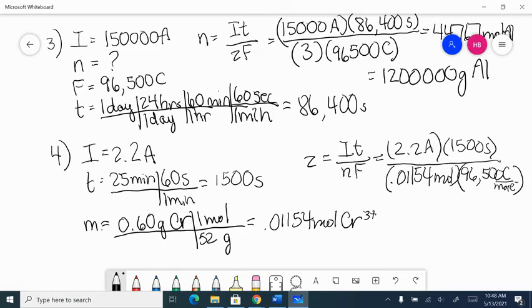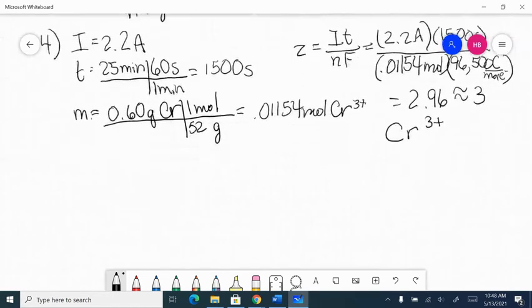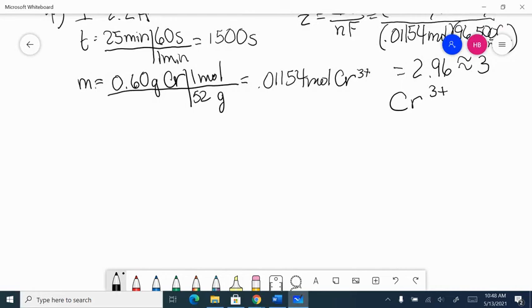So multiply across the top, divide by the bottom, and you actually get a value of 2.96. But this is the charge, and the charge is equal to the number of electrons exchanged. So in this case, it has to be a whole number, and that's going to be 3. So the charge on chromium in this case is chromium plus 3. Let's go to number 5.